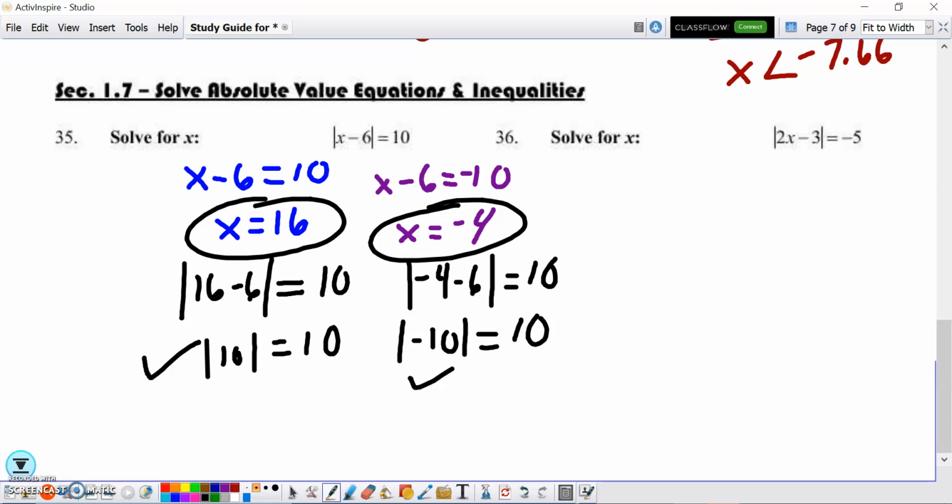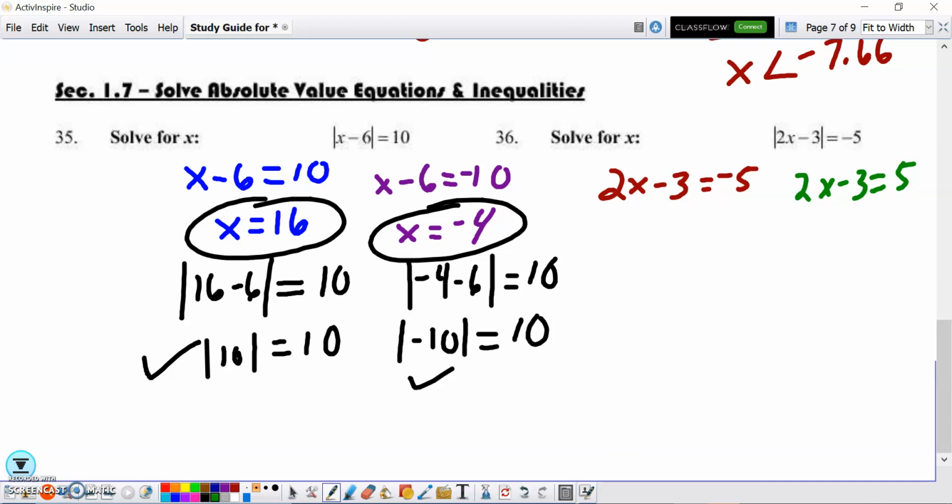All right, number 36. Now I'm going to solve number 36 and then we're going to look at it and think about it. Some of you probably already know what the answer is going to be, but I'm going to imagine that I didn't see something peculiar looking with it. So I'm going to solve it. I'm going to set it up as 2x minus 3 equals negative 5, and 2x minus 3 equals positive 5.